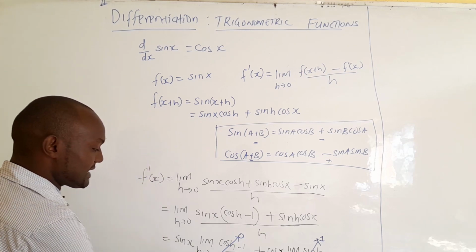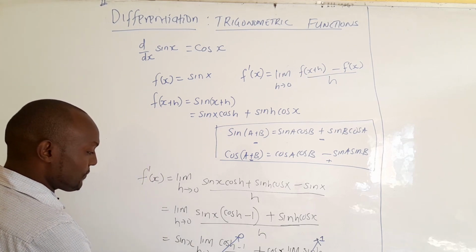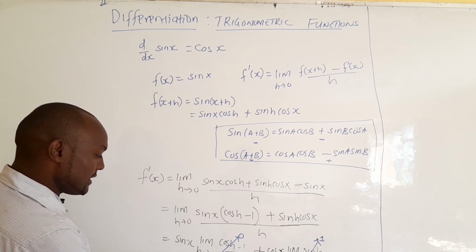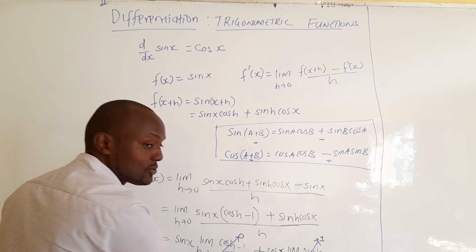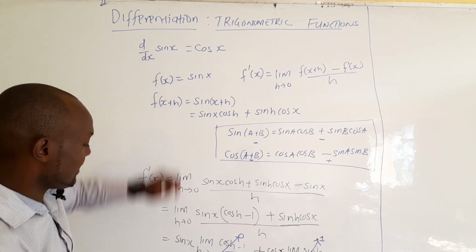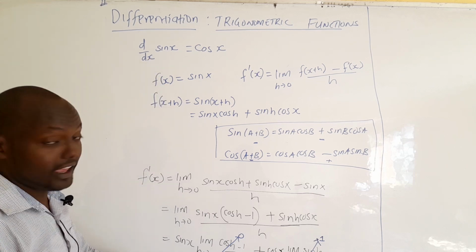So 0 times sin x, you get 0. So my answer will be cos x, because it is cos x times 1. So you realize that if you differentiate sin x, you get cos x. And it is very simple.